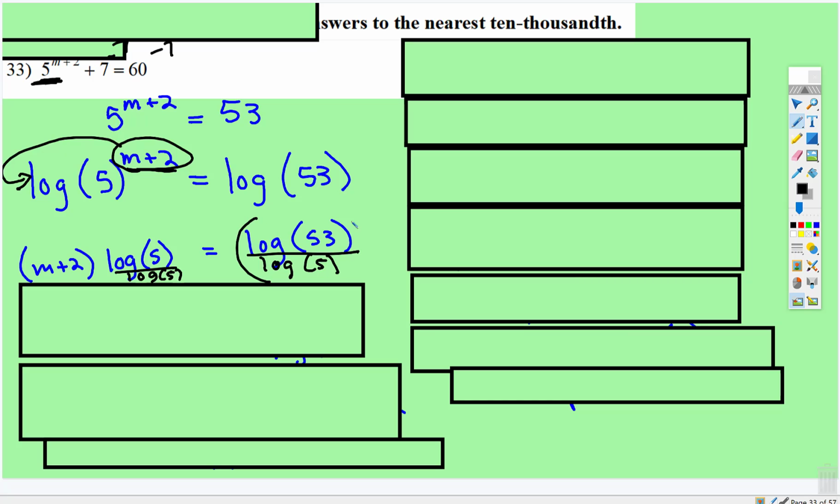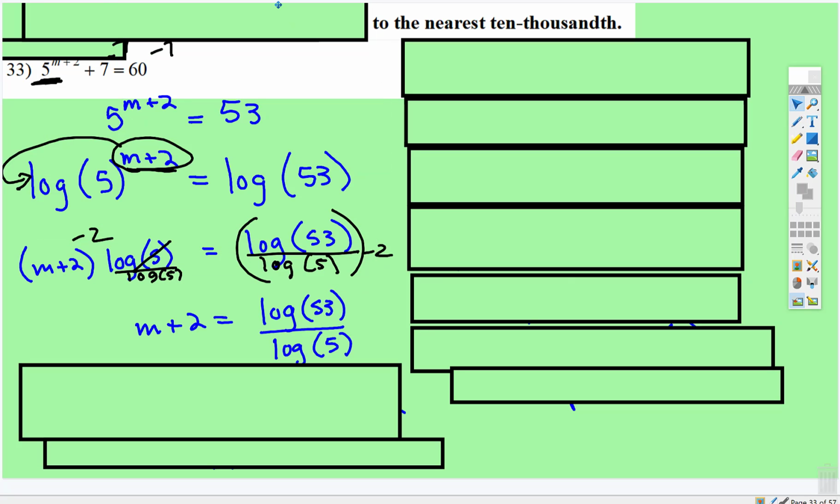Now this itself becomes a phrase. This cancels out. And now look at what we have. m plus 2 is equal to that phrase. We're just going to subtract 2 on both sides. And I think, yeah, I could have waited for a second. Subtract 2. Subtract 2. Now, in your calculator, this is the tricky part.